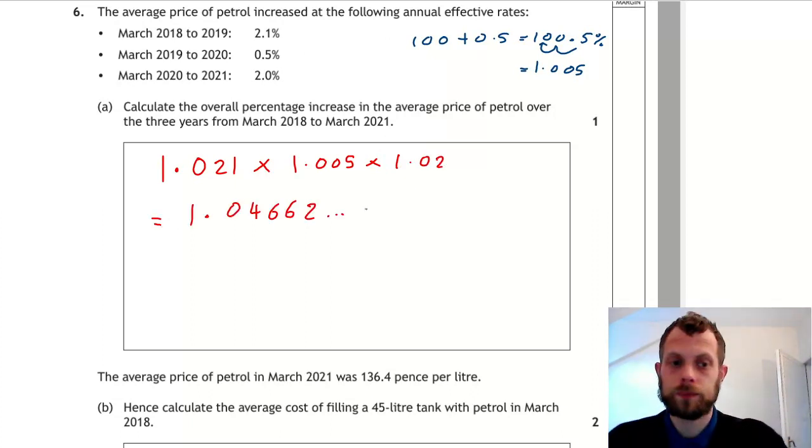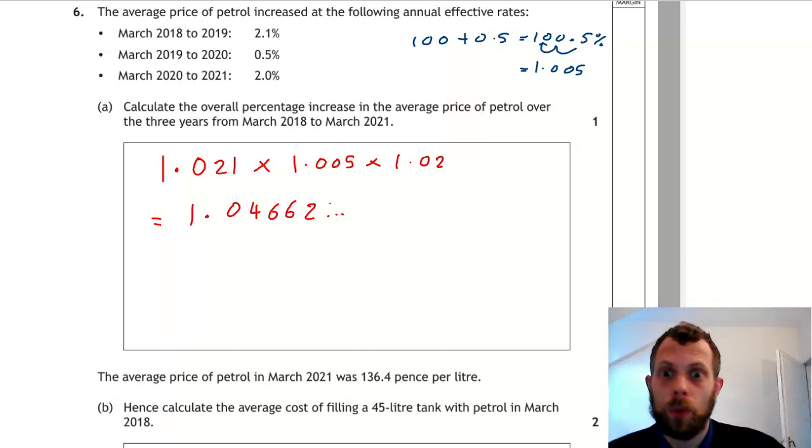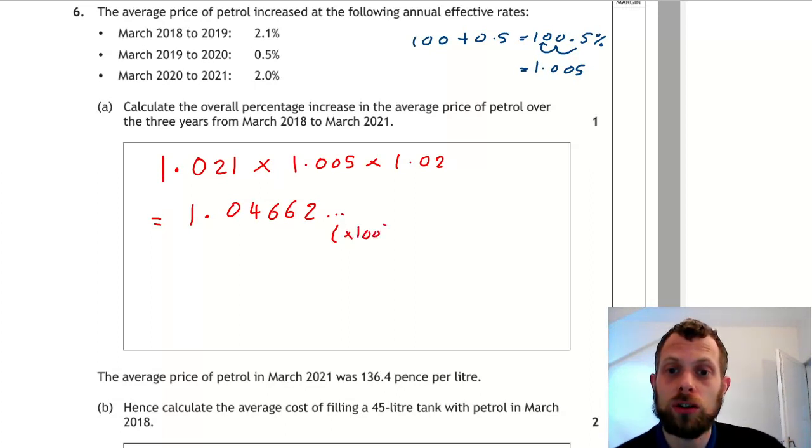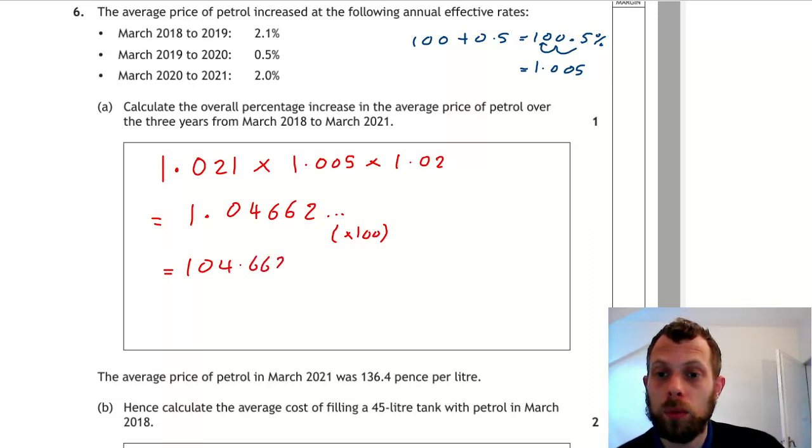This would give you this number, which we've then got to change back into a percentage increase. So we shall multiply it by 100 to get 104.662%. Finally take away 100, and our final answer is 4.66%.